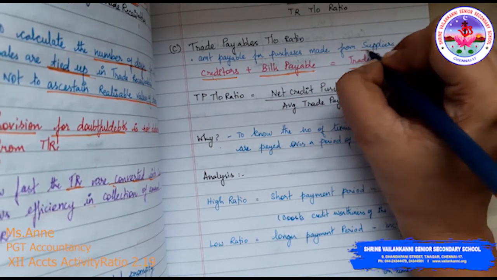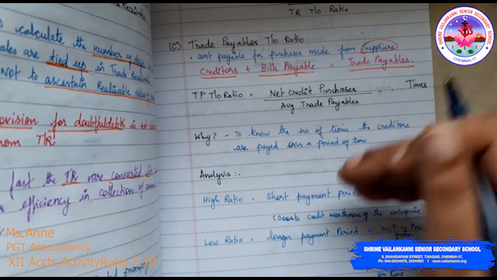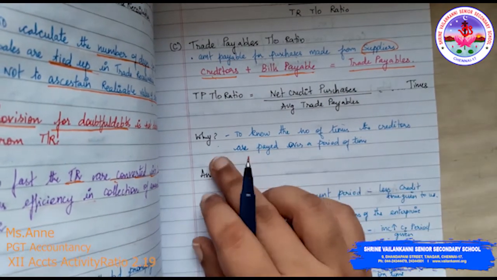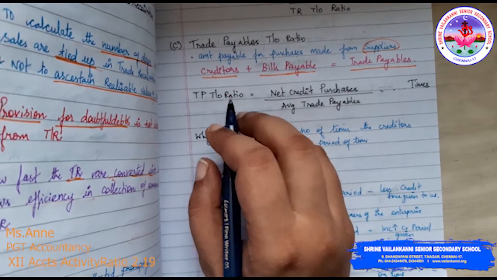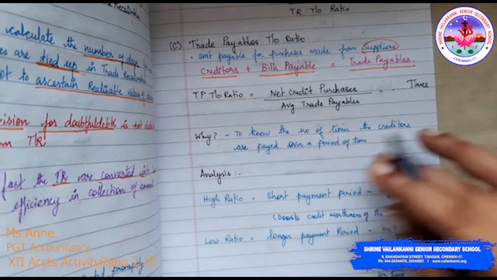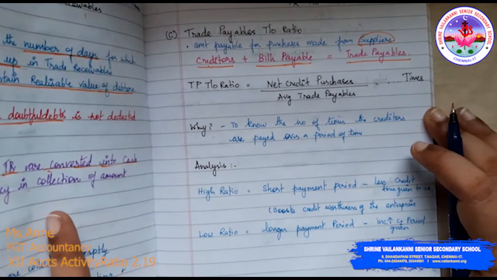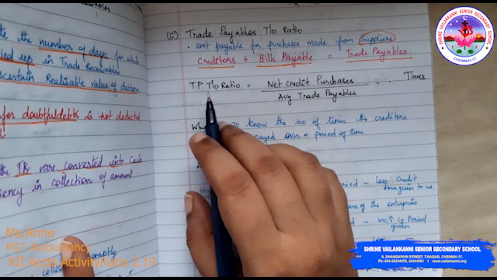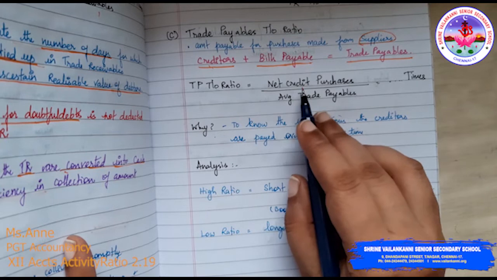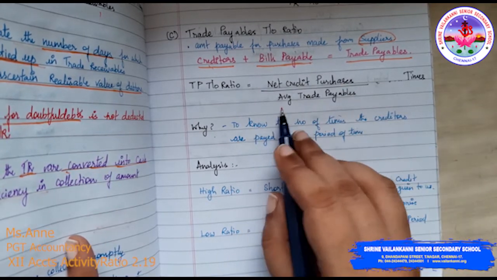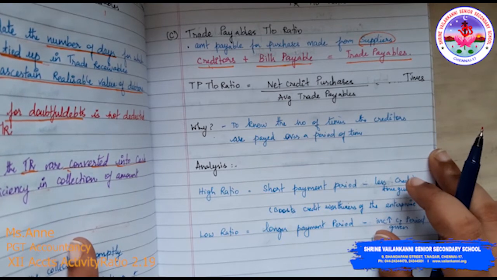We know what trade payables are. It is payments made to the suppliers who are supplying goods to us. Okay. So what is the formula? Trade payables turnover ratio. See, don't use abbreviations. Don't use short forms when you are writing in the classwork or when you are writing for an exam. So I have used it, please, you do not use it. Okay. So trade payables turnover ratio is equal to net credit purchases divided by average trade payables.